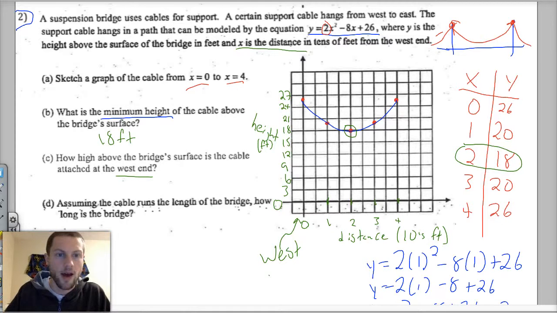So let's see. How high above the bridge's surface is the cable attached at the west end? If this is my west end, how high above the bridge is my cable attached? That is the y value of this point here, which is at 26 feet.